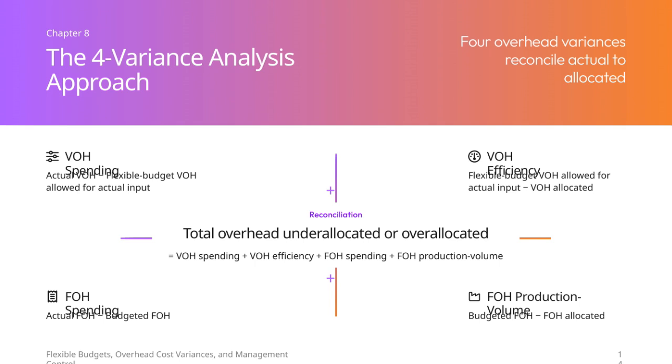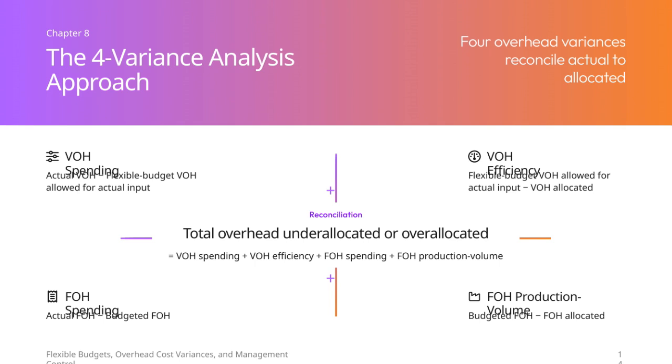Moving to fixed overhead, we start with the fixed overhead spending variance, which reflects the difference between actual fixed overhead costs and the budgeted fixed overhead. This shows if fixed costs were controlled well or if there were unexpected expenses. Finally, the fixed overhead production volume variance measures the difference between the budgeted fixed overhead and the fixed overhead allocated based on actual production volume. This variance tells us if the production volume was higher or lower than expected, affecting how overhead is absorbed.